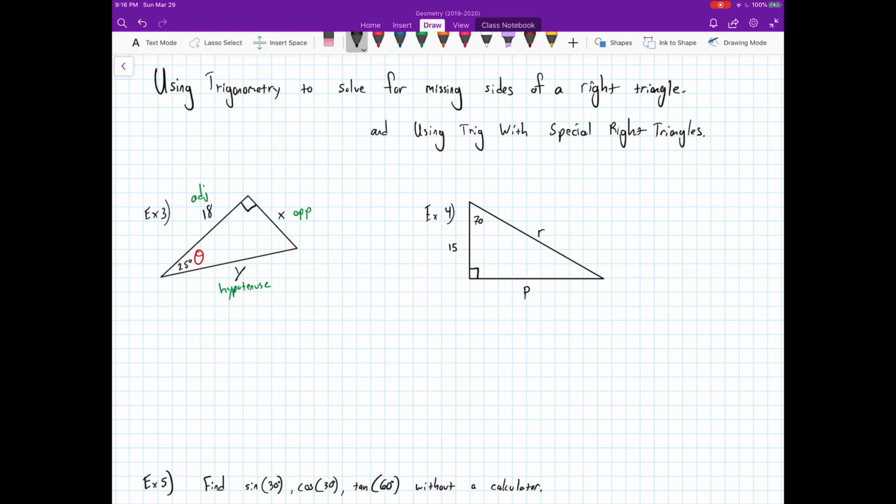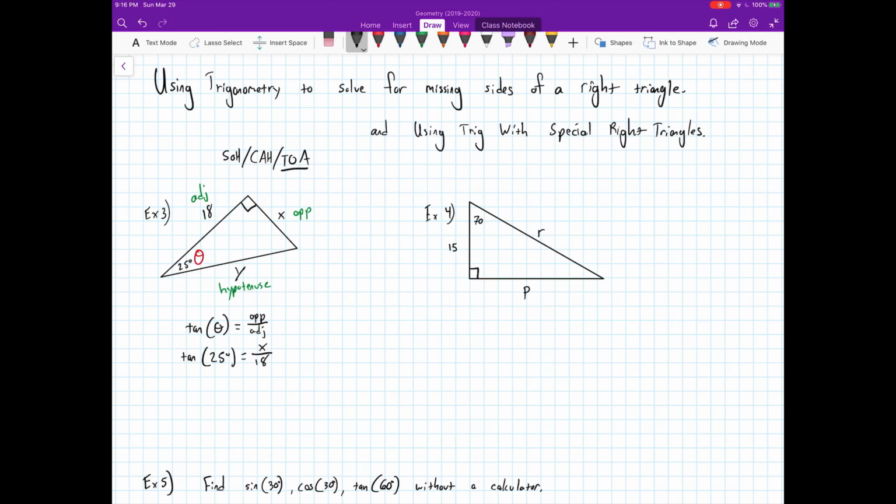So to set this up, I need to use opposite and adjacent. So I look at my trigonometric ratios, and I say to myself, which one uses opposite and adjacent? And that's going to be tangent, because tangent of theta is equal to opposite over adjacent. So tangent of 25 degrees is equal to x over 18.